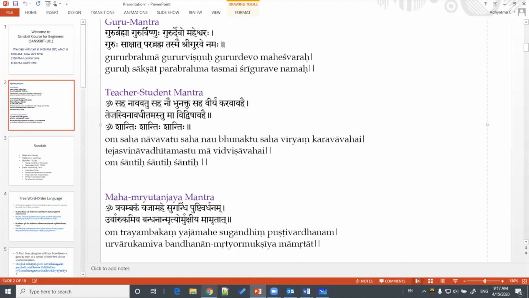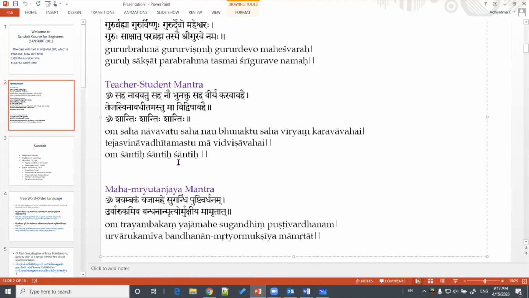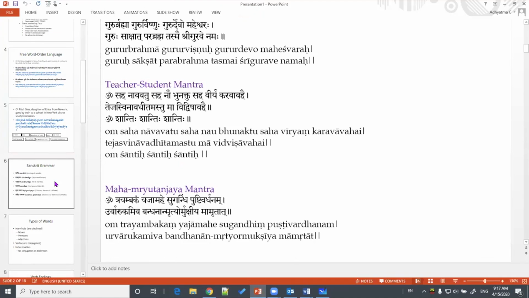So this was related to the prayer which I had asked some of you to try, because now we have studied these sandhi rules. And we'll come back to these prayers later as we study more rules, to show how to derive the meaning of these prayers. Now is the time to go to the verbs.